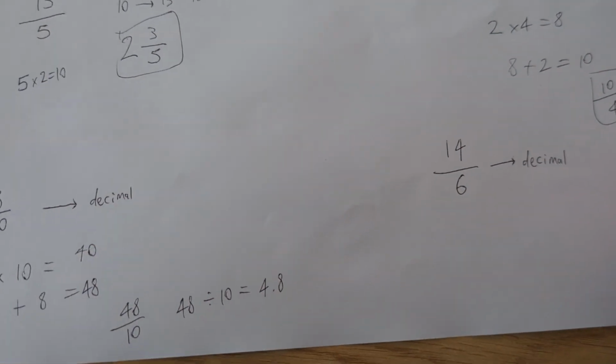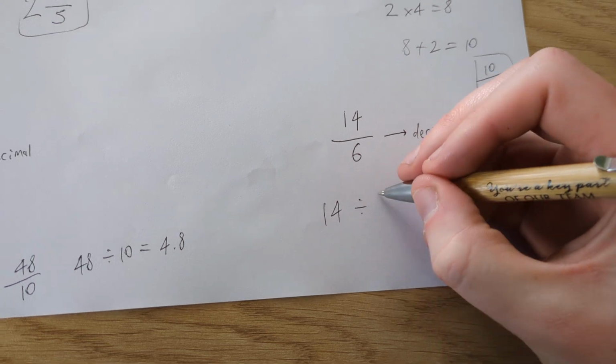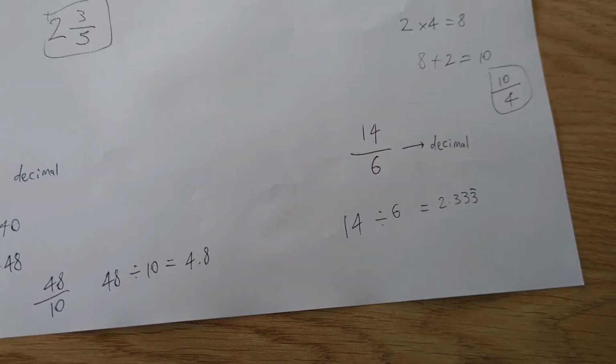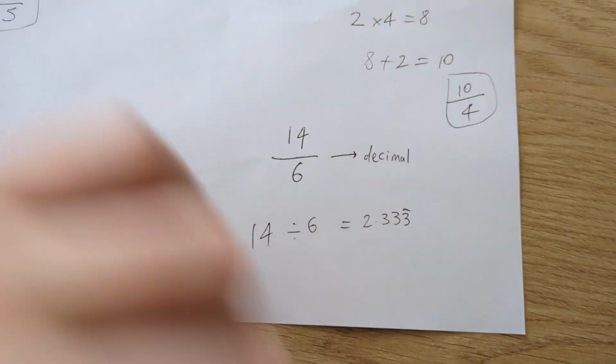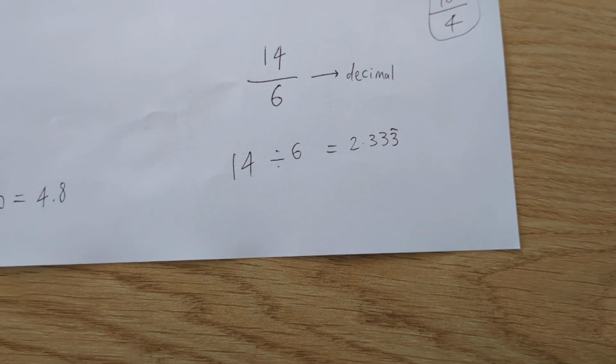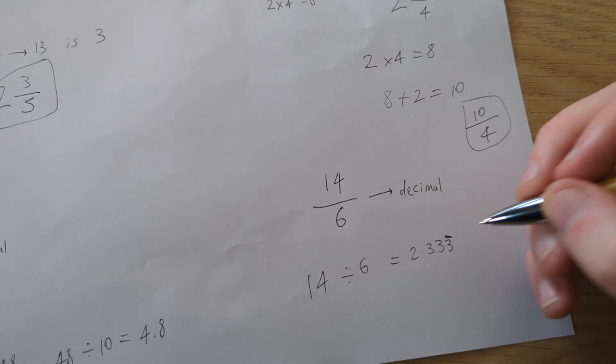Right, let's turn this into a decimal. This is the easiest one. It's just literally top number divided by bottom number. As soon as you can get it into fraction form, it's super easy to turn into a decimal. Now, these threes go on forever. You just draw a little line here.